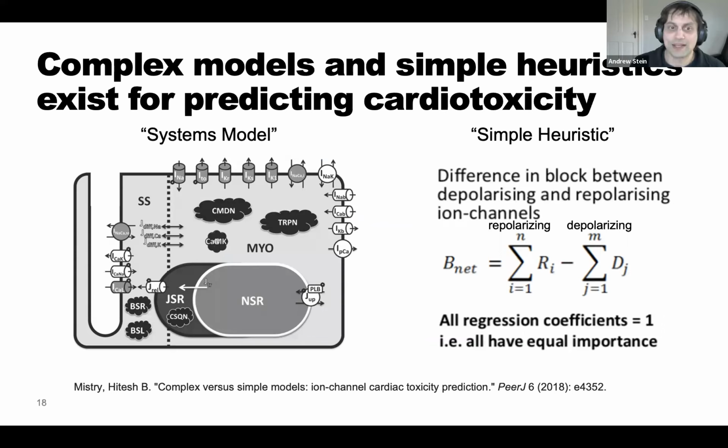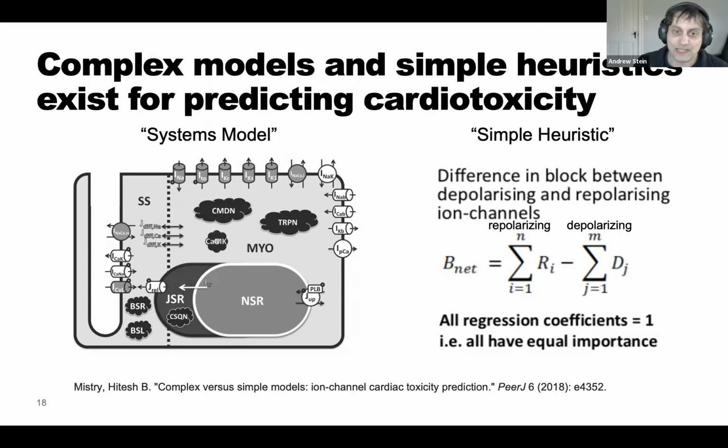So here's just one example where a colleague, Hitesh Mistry, has done something where the goal is predicting cardiotoxicity from ion channel data. With all drugs, small molecules anyway, if they affect the hERG channel or other ion channels, there's a chance that they could alter your heart rhythm and lead to torsades de pointes.